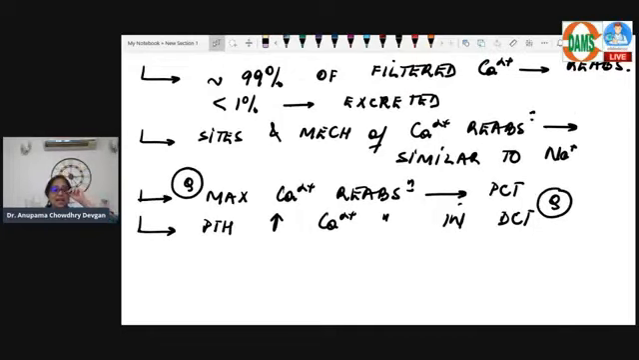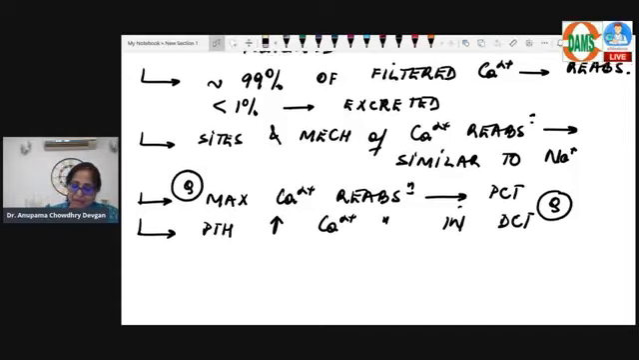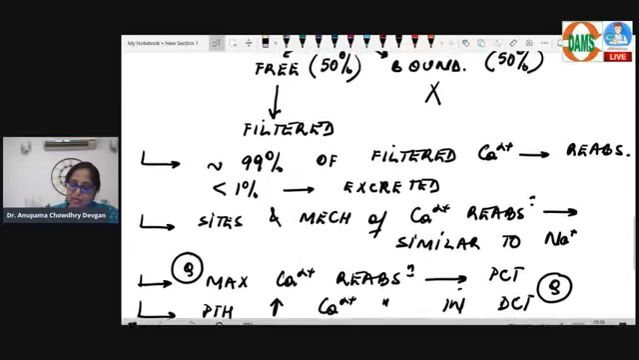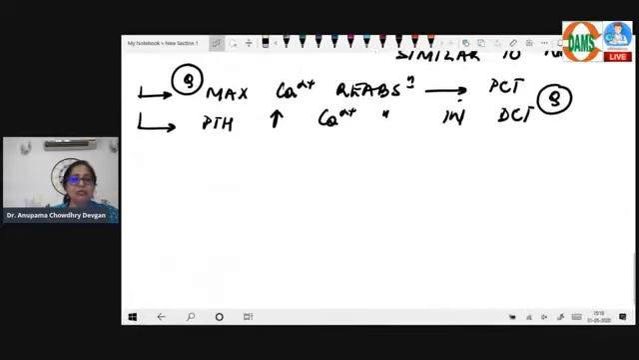If you remember, side effects of loop diuretics can cause hyponatremia, hypokalemia, hypocalcemia, hypomagnesemia, right? All of these are absorbed in the thick ascending limb, and loop diuretics can cause a decrease in sodium, potassium, calcium, magnesium, right? So all of this can happen because of Lasix. So remember, the sites and mechanism of calcium reabsorption are similar to sodium. Maximum calcium reabsorption is in the PCT. Parathormone increases the calcium reabsorption in DCT.